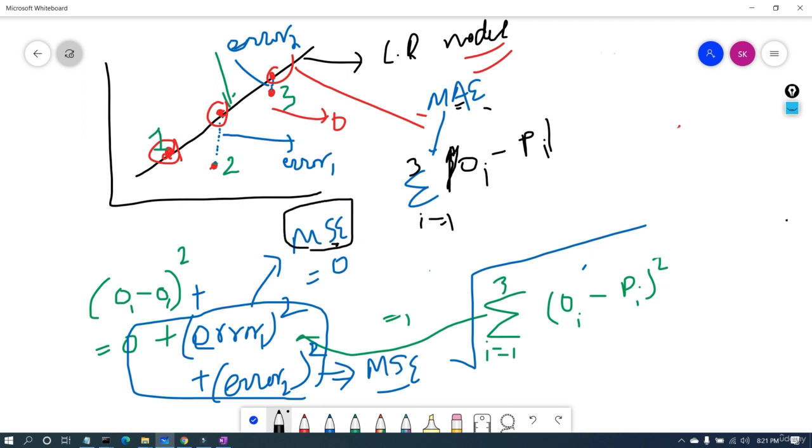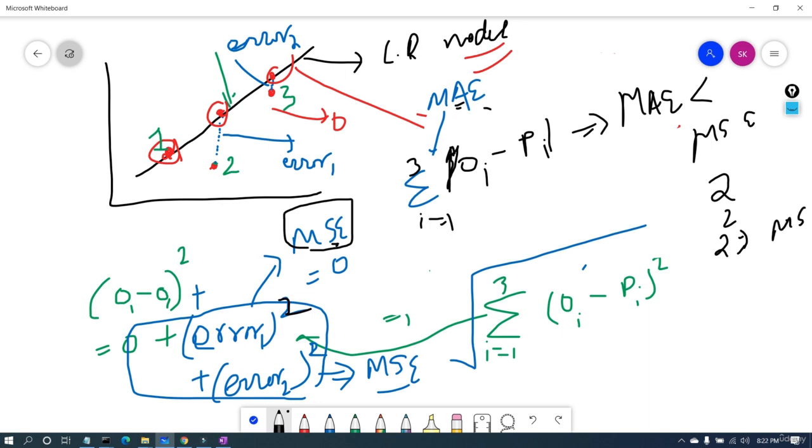So let's see here. MSE is basically just taking this value but squaring those values, but MAE is not squaring this value. So we can clearly say that MAE will be much smaller than MSE, because you can clearly see we only take the error in the case of MAE, but we get the error squared in the case of MSE. So you can say 2 will be MAE and 2 squared will be MSE.